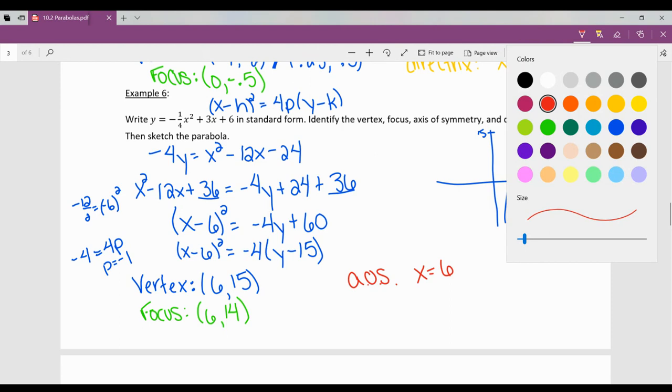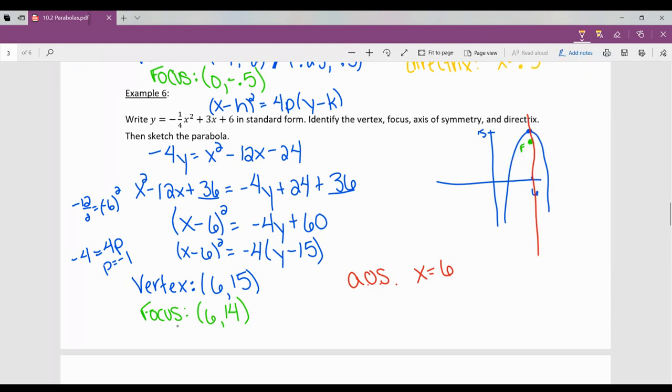My directrix is going to be 1 unit up from the vertex, and it creates that perpendicular line. So 1 unit up is going to be a horizontal line, y equals, and it's 1 unit up from the vertex, 16. All right, guys, so that was adding a little bit more, but still practicing also finding those 4 values from the earlier examples, but then you also had to incorporate completing the square. So you guys try the next couple.